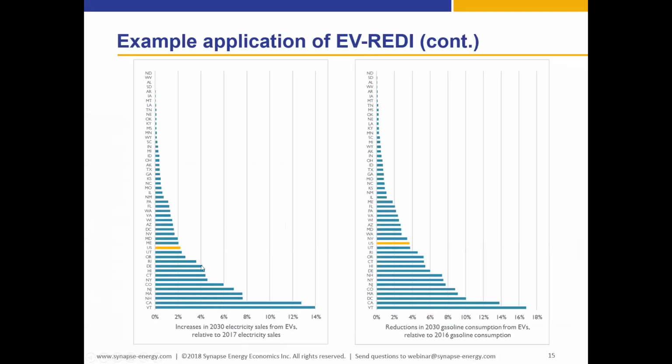For example, at the U.S. level, the change in total generating infrastructure might be quite small, but for the states that are having quite large increases in sales relative to today's levels, these states might be contending with different issues like distribution upgrades and how to allocate those costs.